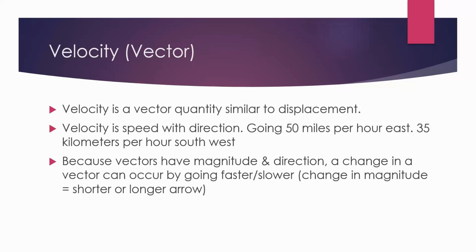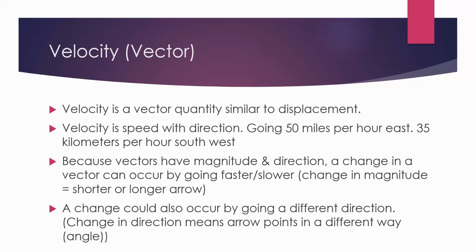Because vectors have magnitude and direction, the change in velocity could occur by going faster or slower, which would be a change in magnitude, while you could also change things up by changing your direction. So there's two ways to alter your velocity. You could slow down for traffic or a stop sign or whatever, speed up because you got on the freeway. All those are very obvious changes in vectors, and you would describe that by drawing a longer or a shorter arrow. Whereas if you change direction, you're basically going to change the angle that the vector is pointing.